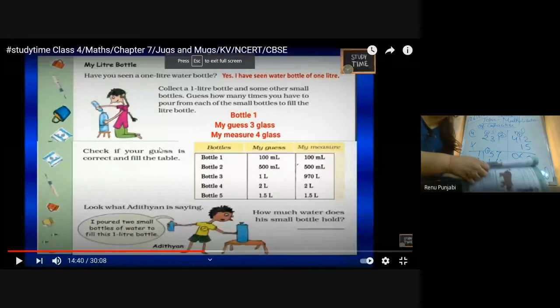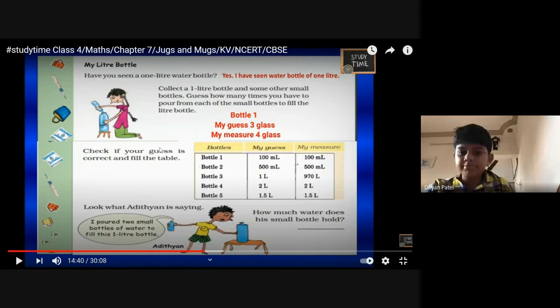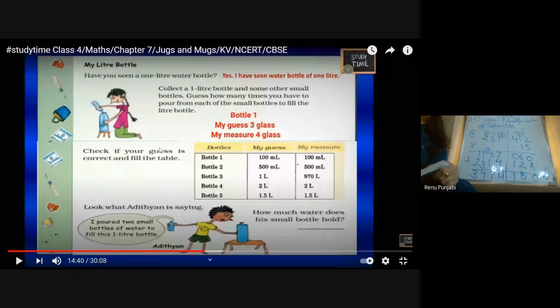My little bottle. Have you seen a 1 liter water bottle? Children, yes or no? This is your practical question which I am asking from you. You need to respond to me. Yes, ma'am. Okay, so you can write: Yes, I have seen a water bottle of 1 liter.